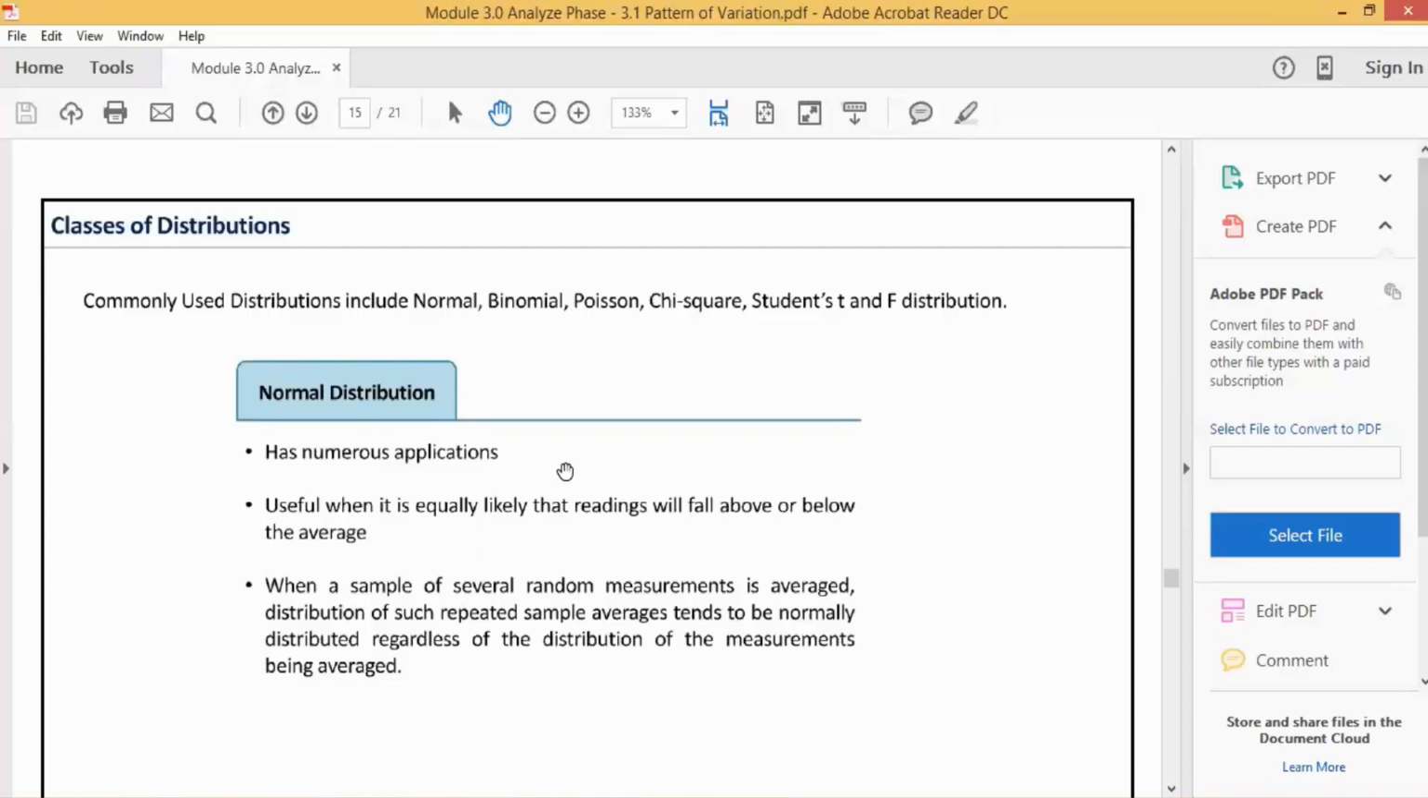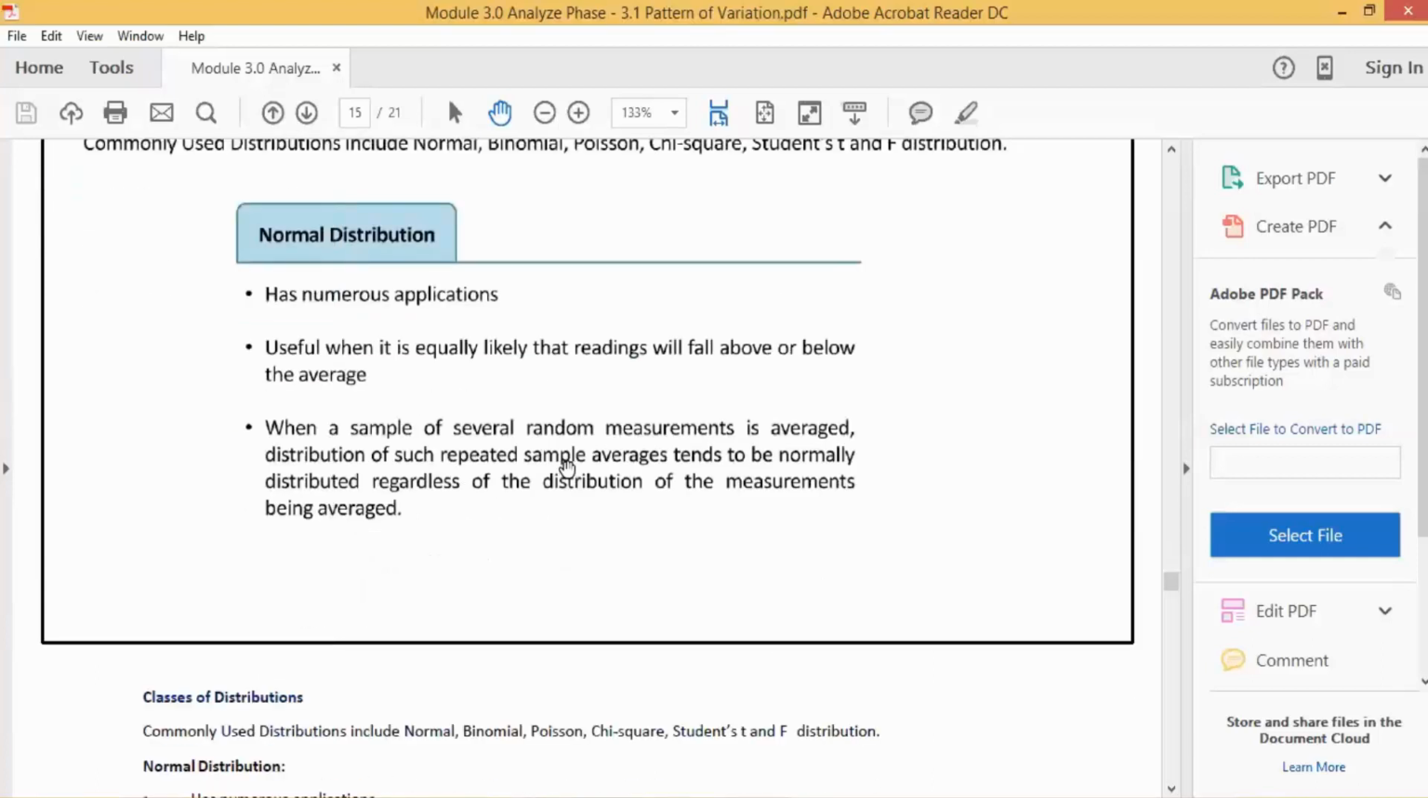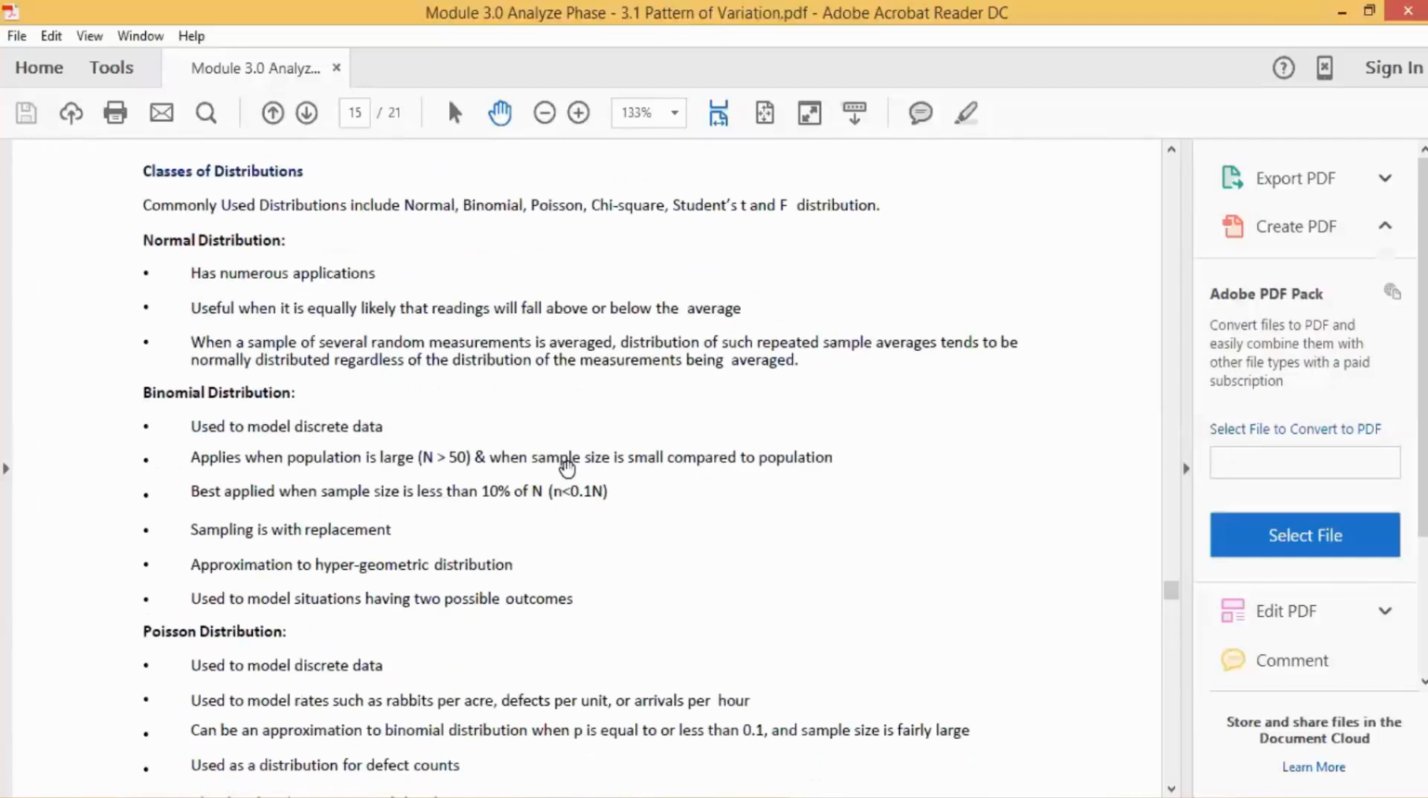Normal distribution. What is normal distribution? It has numerous applications. It is useful when it is equally likely that readings will fall above or below the average. When a sample of several random measurements is averaged, distributions of such repeated sample averages tend to be normally distributed, regardless of the distribution of the measurements being averaged. This is called a normal distribution.